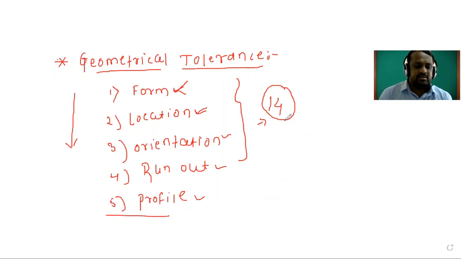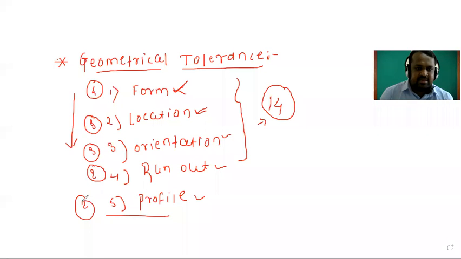14. In form, there are 4 characteristics. In location, there are 3 characteristics. In orientation, there are 3 characteristics. Then runout has 2 characteristics, and profile has 2 characteristics. Please add them up: 4, 7, 10, 12, 14. It is correct, 14 characteristics. So one by one we will discuss here.